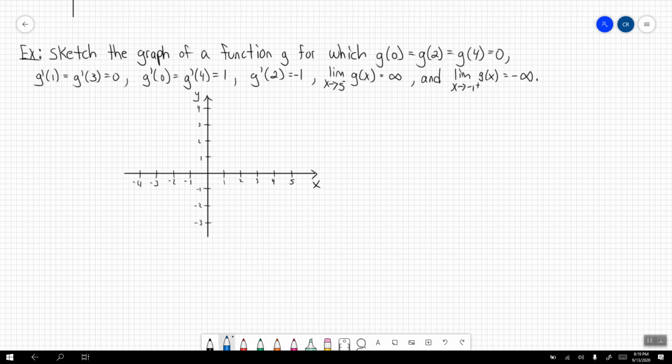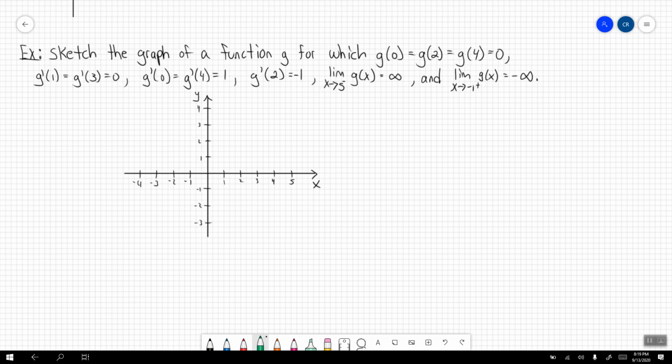And then the limit as x approaches 5 from the left of g(x) is infinity. And the limit as x approaches -1 from the right-hand side of g(x) is equal to negative infinity. So I want to start with a few of these descriptions.